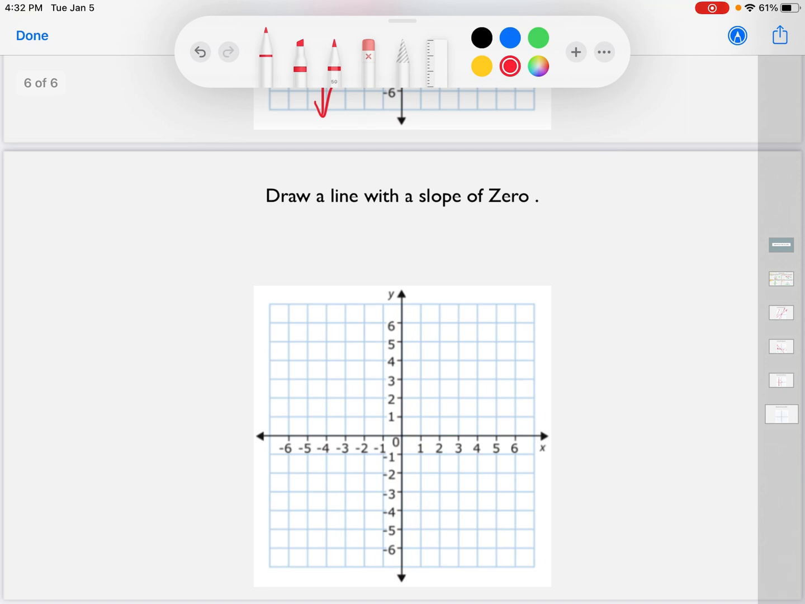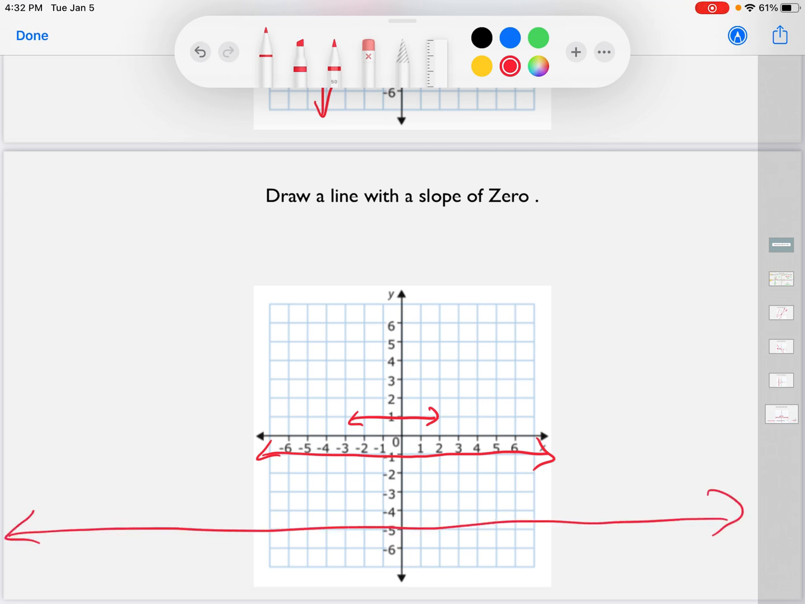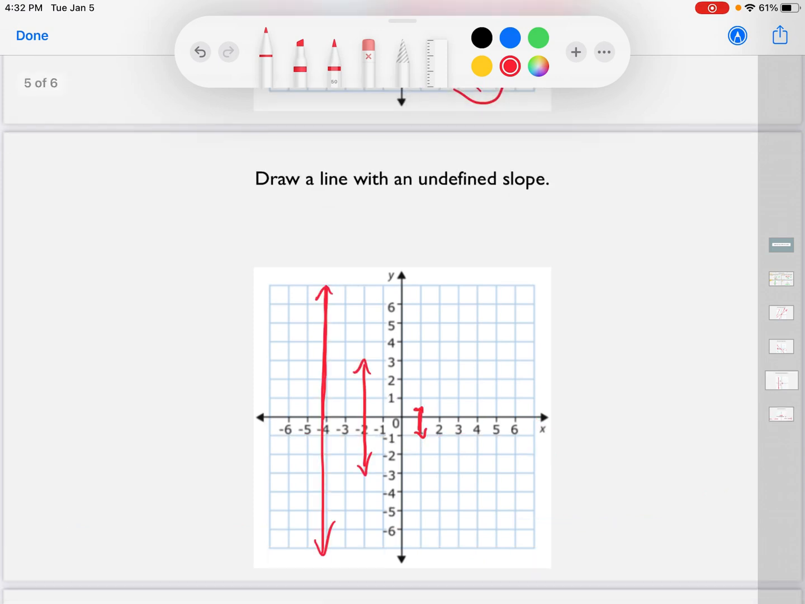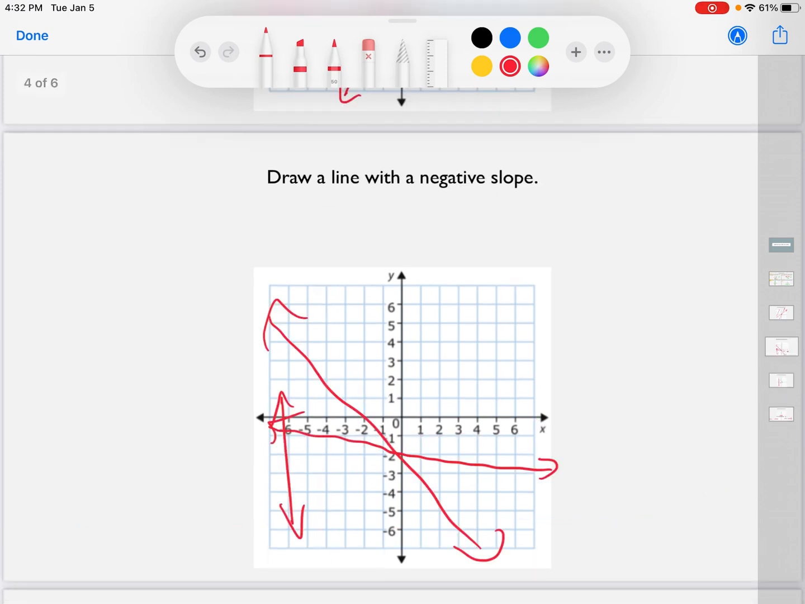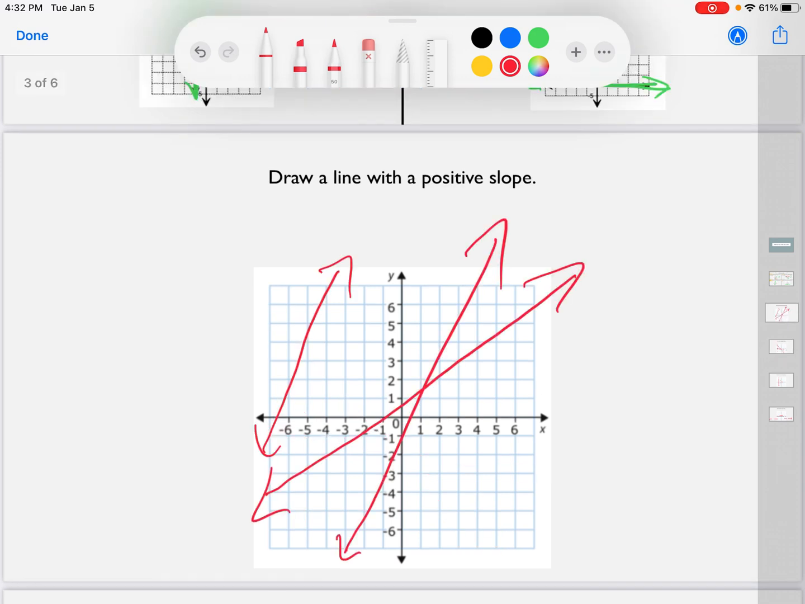And then a zero slope would go left and right. So this would be a zero slope. This would be a zero slope. This would be a zero slope, kind of, even though it changed a little bit. So zero slopes, horizontal. They go left and right only. Undefined, they go up and down only. Negatives, as you go from left to right, they go down. Positive, as you go left to right, they go up.